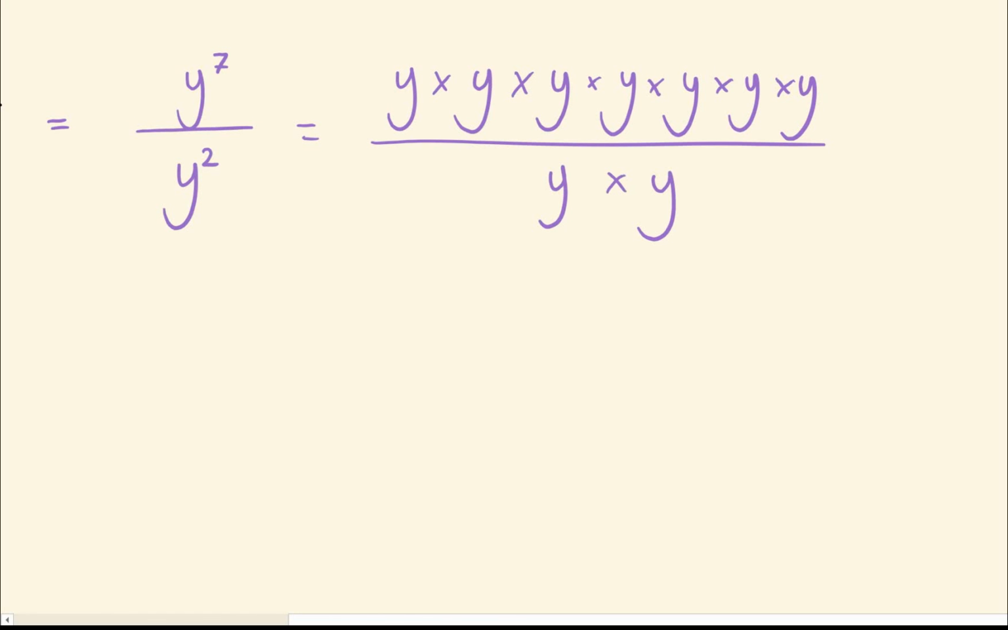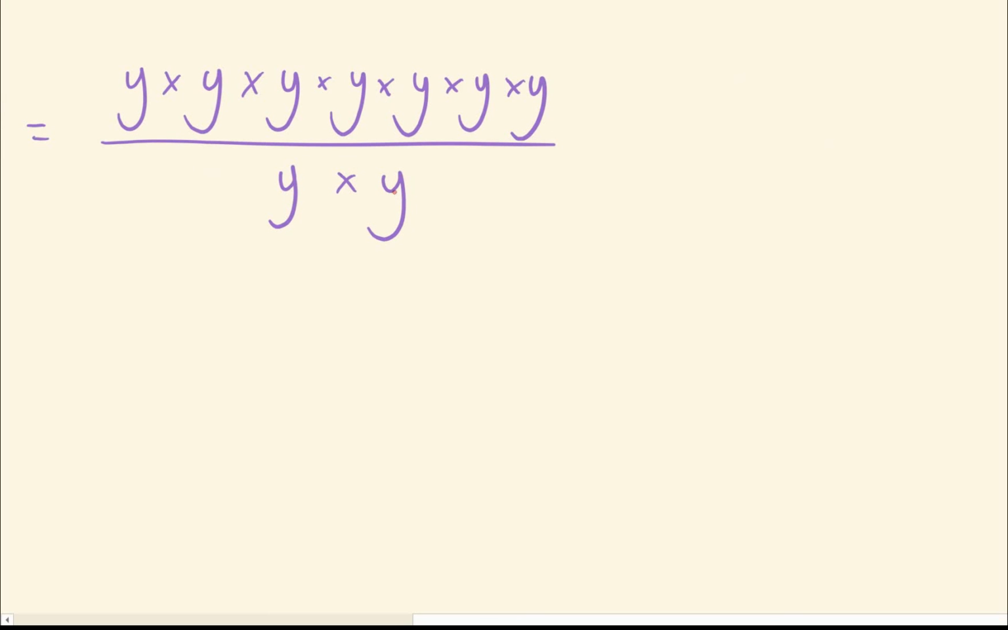The key rule here is that any y's on the top can cancel out any y's on the bottom. So what I mean is, I have a y here and a y here, and if you divide y by y, they both cancel out and basically make each other vanish. So any pairs of y's you have on top and bottom can cancel each other out. So we can cancel away 2 y's. However, now there are no y's left on the bottom, and we can just count how many y's we have left. Here I've got left 1, 2, 3, 4, 5. I have 5 y's left, so y to the power of 5.